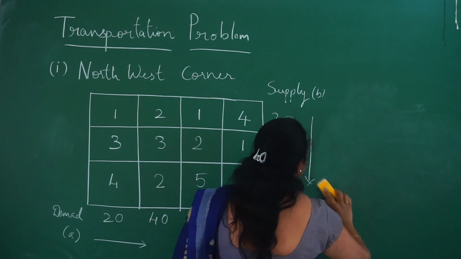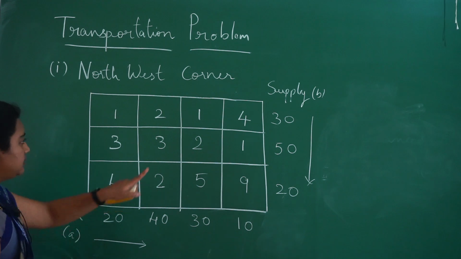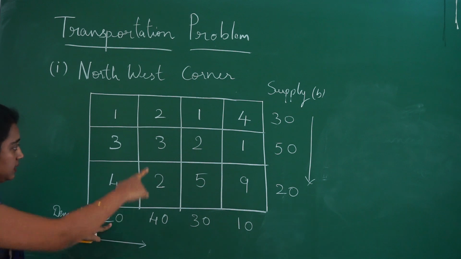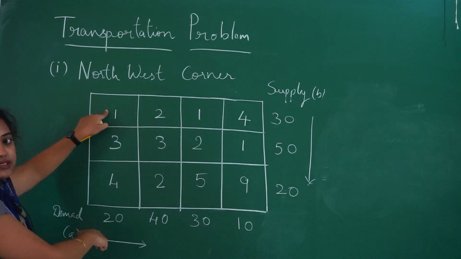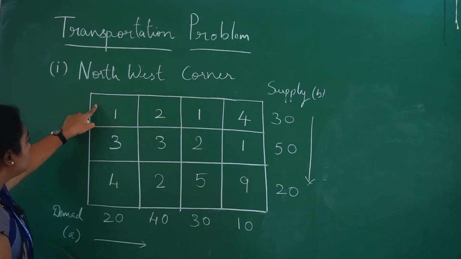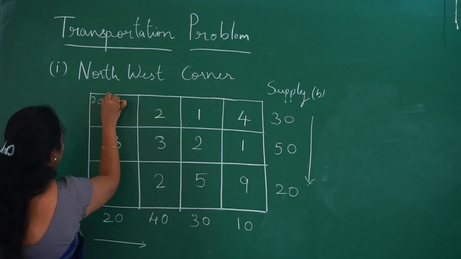So the brief explanation of the problem. I told you this is A and this is B. In this you have to choose a min. Obviously the min is 20. In 20 and 30 the min is 20. You have to allocate this to the northwest cell of your problem. So this is your northwest corner and you are going to solve it here. In 20 and 30, 20 is the minimum, so I will do the allocation.